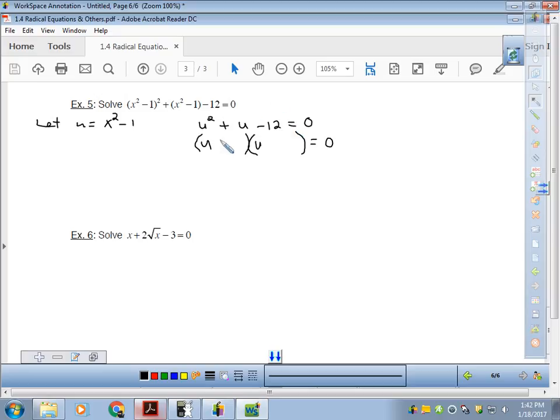Now, since the middle number is a positive 1, then you would want things that are only 1 apart, which means you'd want 3 times 4. So we put a 3 here and a 4 here. To make it come out as a positive 1, the 4 would have to be positive and the 3 would have to be negative. So that way they add up to positive 1. Then we could take those factors and set them equal to 0 and solve. So I get u equals 3, u equals negative 4.